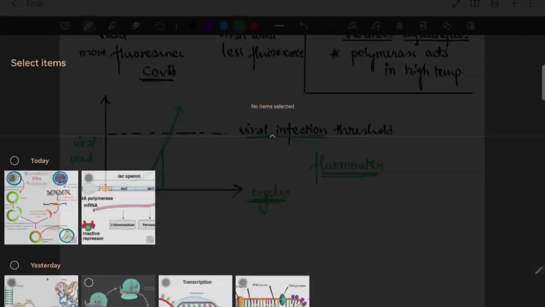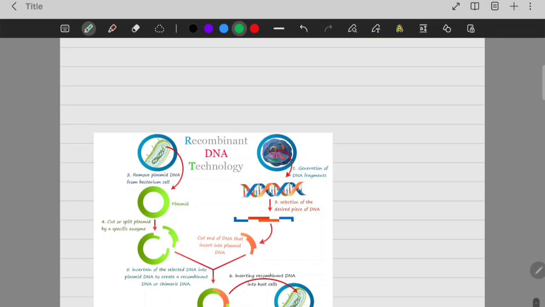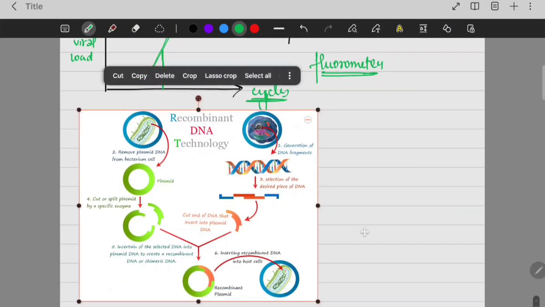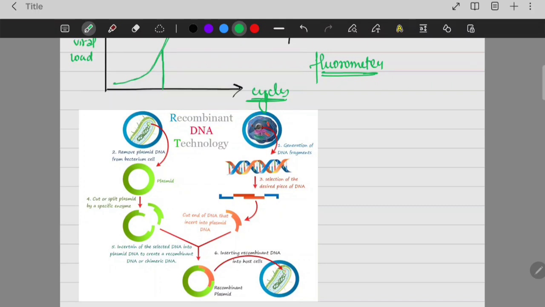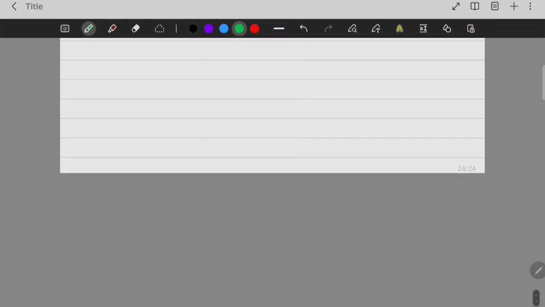I should show you a diagram here about recombinant DNA technology. See here. As I was explaining, in recombinant DNA technology, there is a cut or split of the plasmid by a specific enzyme, the restriction enzyme. Then there is selection of the desired piece of DNA, cut and inserted into the plasmid, and finally the recombinant DNA is obtained and inserted into the host cell. I got this diagram from the internet. You can see this. I thought of sharing this with you, so I gave this diagram to you. Okay. Now the next topic is mutation.